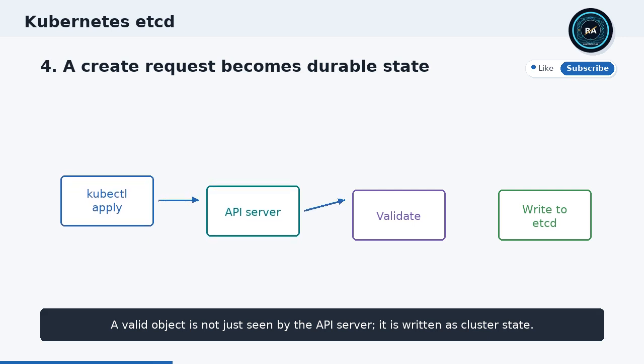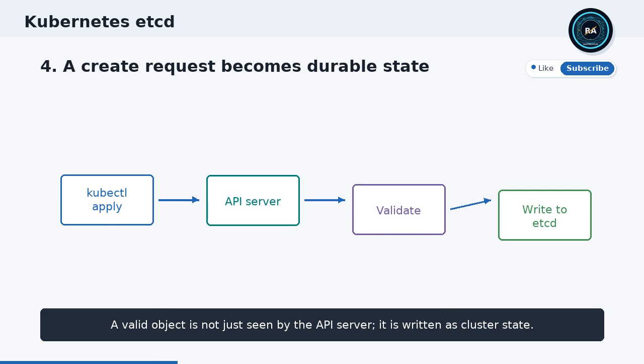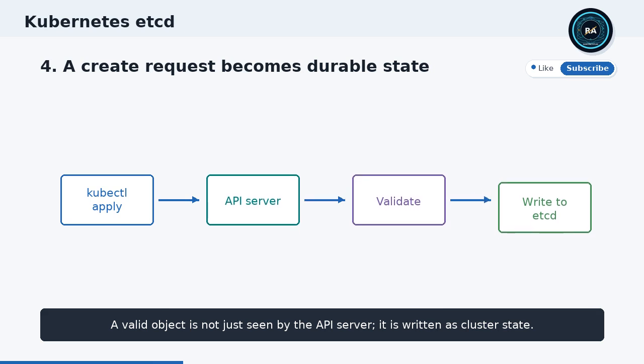Kubectl sends the request to the API server. If the request is valid, the API server records the pod object in etcd. From that moment, the cluster has a durable record saying this pod should exist.